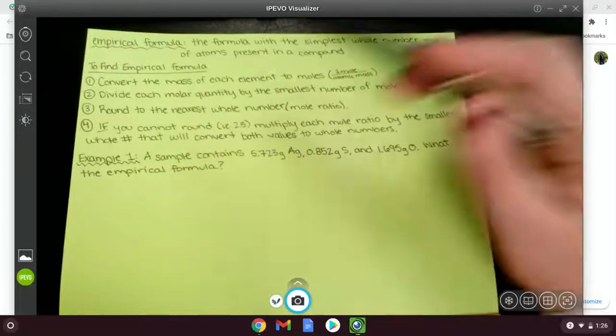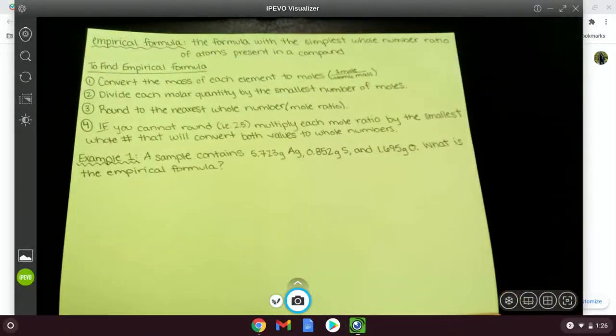You determine empirical formulas and molecular formulas. So to start things off, let's define what an empirical formula actually is. It's the formula with the simplest whole number ratio of atoms present in a compound. So you'll understand what that means in a couple minutes.